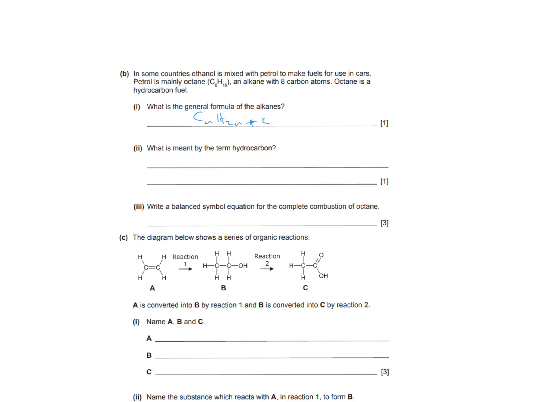Number 3, or part 3, the complete combustion of octane. Well, you're given the formula for octane up here. So it's going to be C8H18. Again, it's the complete combustion, so it's going to be plus O2. That tells us it's going to be carbon dioxide and water that are formed.